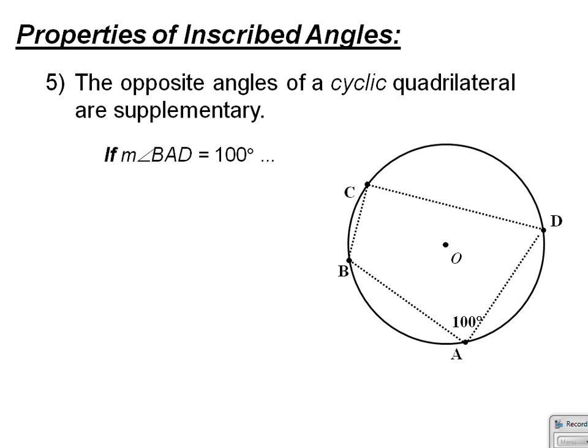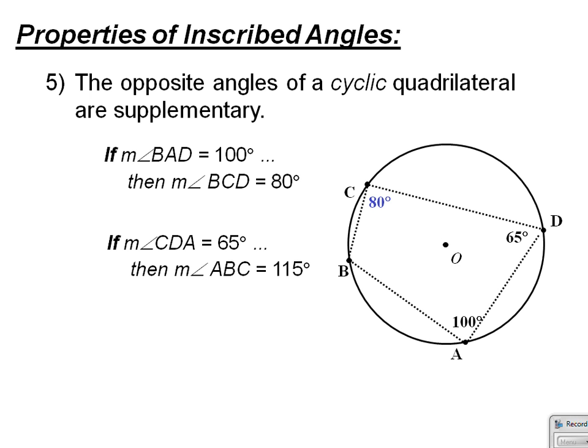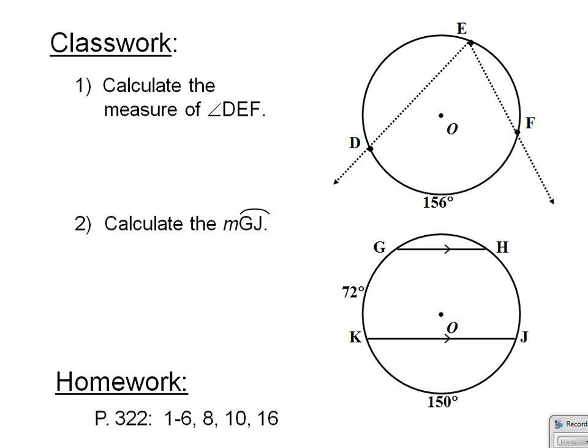For example, if angle BAD is 100 degrees, then we can conclude that the angle opposite that in the cyclic quadrilateral, in this case angle BCD, is going to be 80 degrees because the two of those angles together add up to 180. Likewise, we can also state that if angle CDA is 65 degrees, then we can conclude that the angle opposite that, or angle CBA, is 115 degrees. This concludes today's lesson.